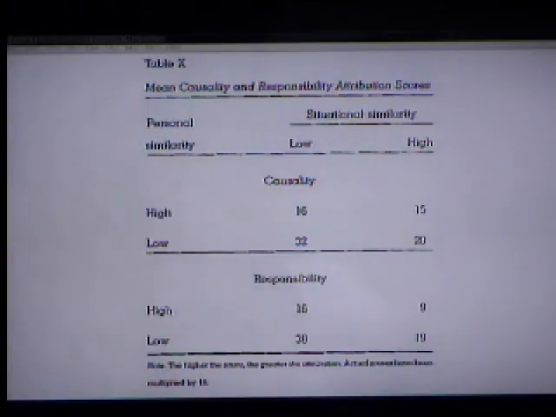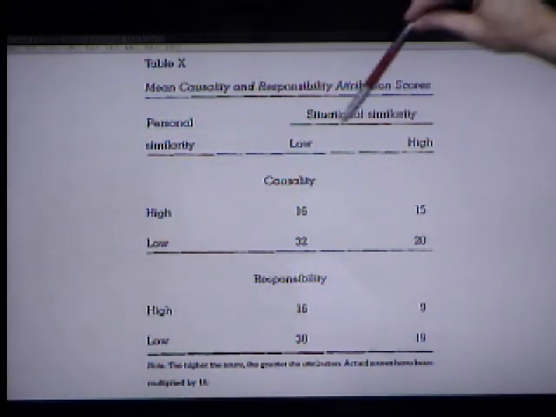In table example 3, what we've done is we have the label mean causality and responsibility attribution scores. So we have personality similarity, high, low, high, low. And then we have situational similarity, low, high. Then we have causality and responsibility, because we're measuring two things, remember? We're measuring the mean causality and responsibility. And we have low, high.